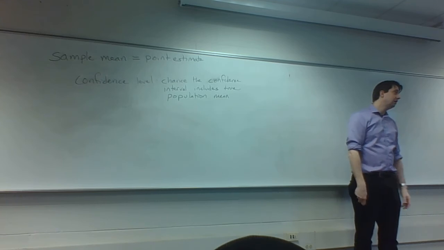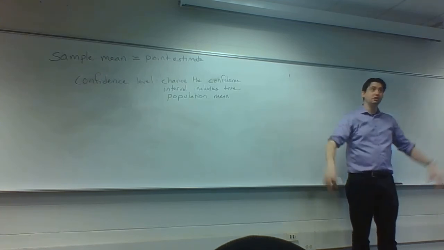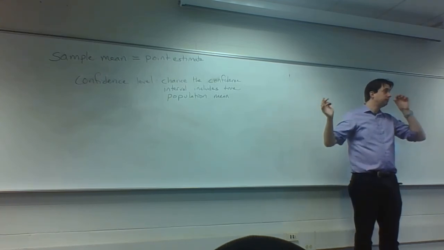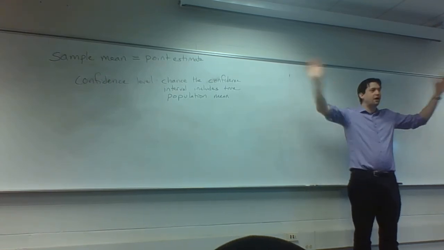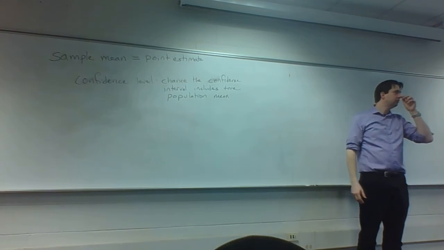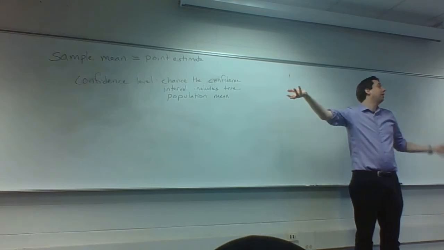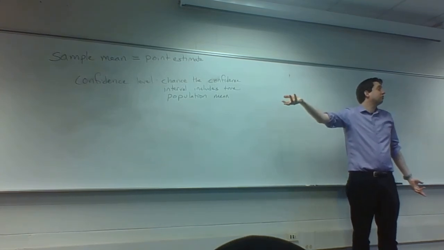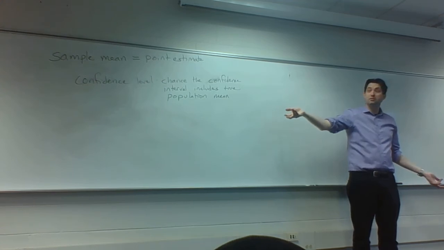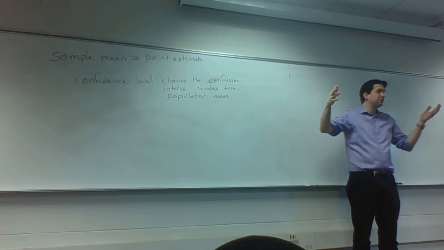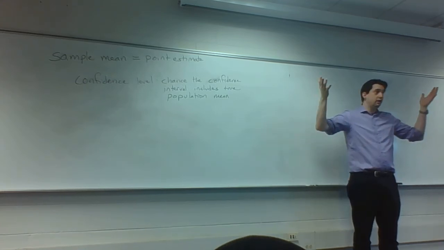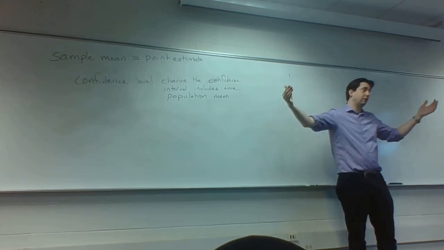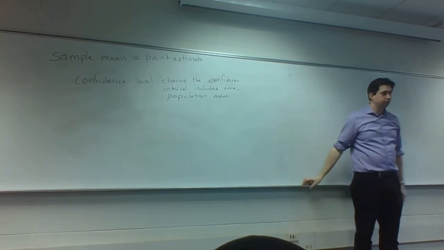If we were to take 100 sample means, if we were to do this experiment 100 times, 95 of them would be in this interval and 5 would just be weird. Maybe one of those 5 is correct. So again, it's not perfectly precise. But there's a 95% chance that it's in this range, or a 99% chance, or a 90% chance.